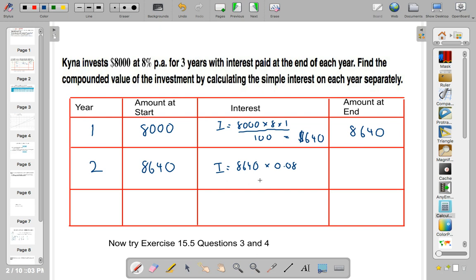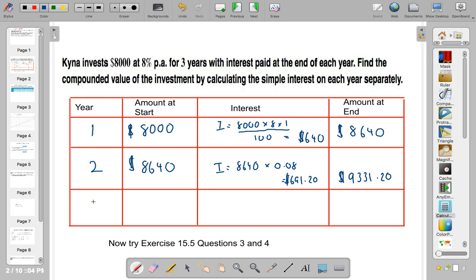So 8,640 multiplied by 0.08, and we get $691.20. Let's put the dollar sign in there. That now gets added to 8,640, and we get $9,331.20. Let's put all my dollar signs in here, and over here as well.